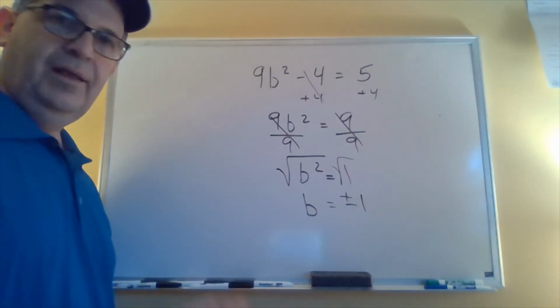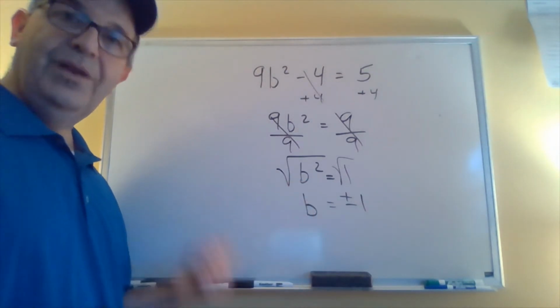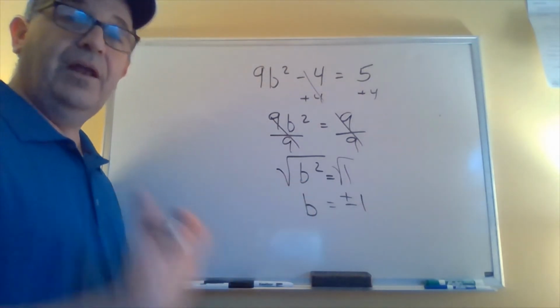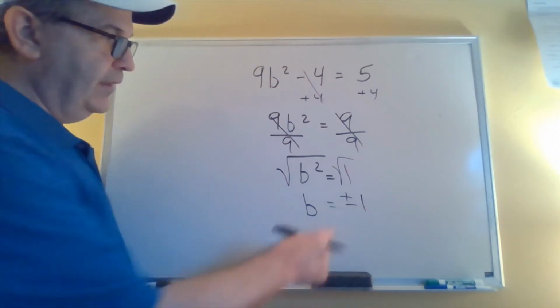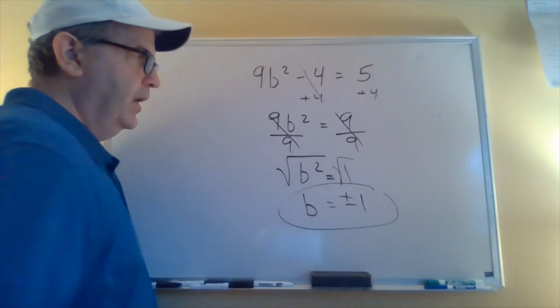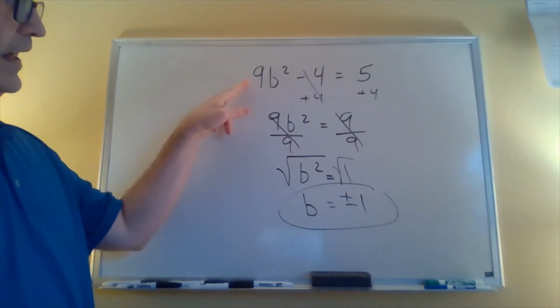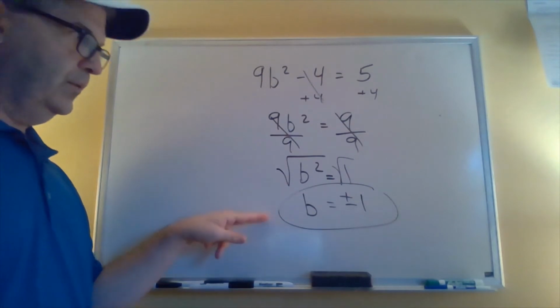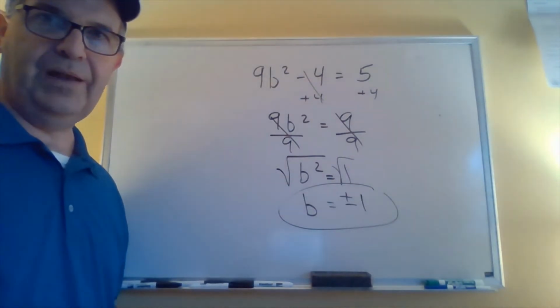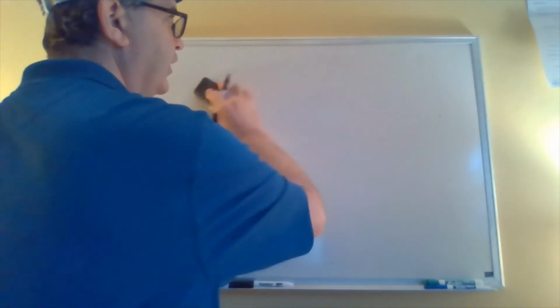So if you think about it, positive 1 times positive 1, yeah, that equals 1. But negative 1 times negative 1, that also equals 1. So that's why we have a positive and a negative for our answer. So our answer for this example of 9b squared minus 4 equals 5, when we use the square root method, we get b equals plus or minus 1. Let's go on to another example, second example on the square root method.